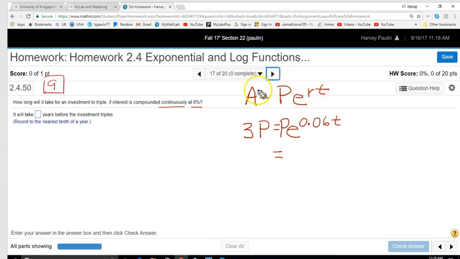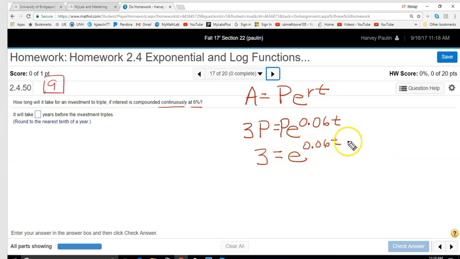So, would you all agree our future amount here is going to be 3p? Okay? Now we're going to do a little bit of fancy algebra. We're going to divide both sides by p here. So this equation, now the p's will cancel out and we get 3 equals e to the exponent 0.06t. And we're going to use natural logs to solve for the letter t, because in a sense, this is in its exponential form.